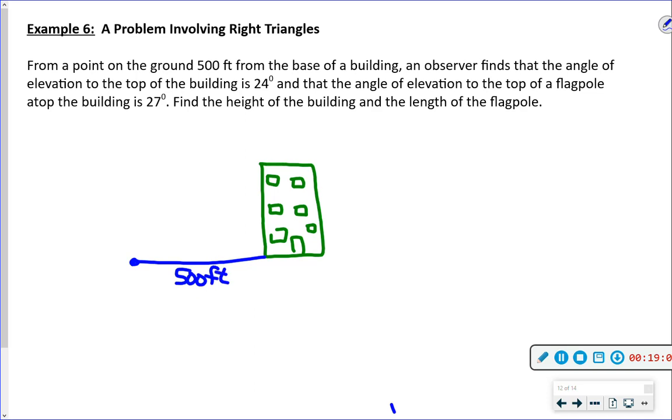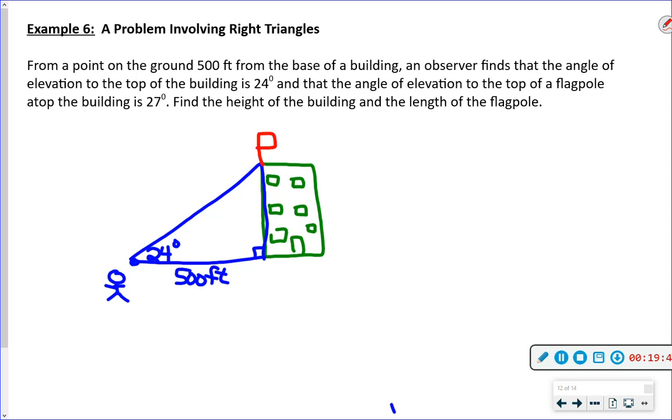An observer finds the angle of elevation to the top of the building. So here's my little observer. Nice, isn't it? My stick figure, it's really nice. Okay, to the top of the building. So you can see your right triangle happening here. And I gotta reread it here for the 24 degrees. Okay, all right, I see you. Angle of elevation of a flagpole. Oh yeah, flagpole atop the building.